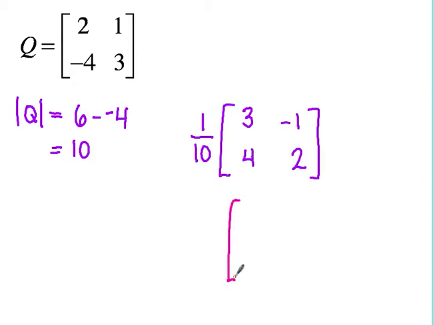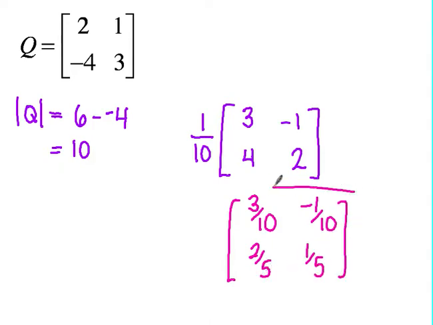So my answer will be 3/10, negative 1/10, 2/5, and then 1/5. Make sure you reduce those bottom 2 down. If some of you are saying, whoa, wait, that's 4/10, it is, but you need to reduce that down. Same thing with 2/10 on the bottom.